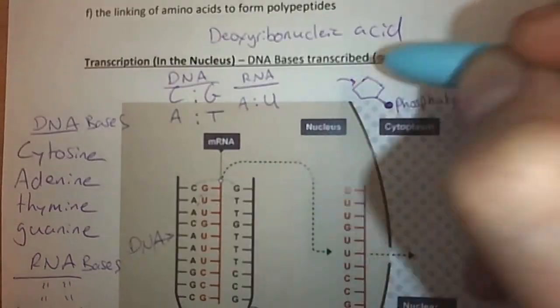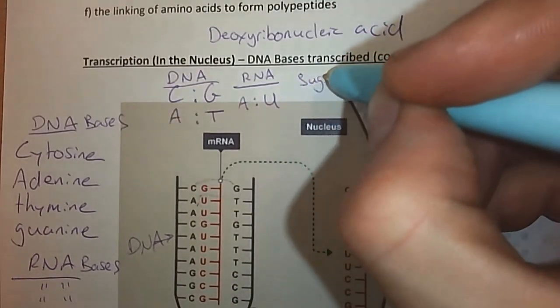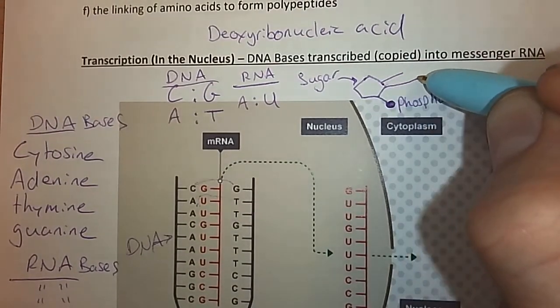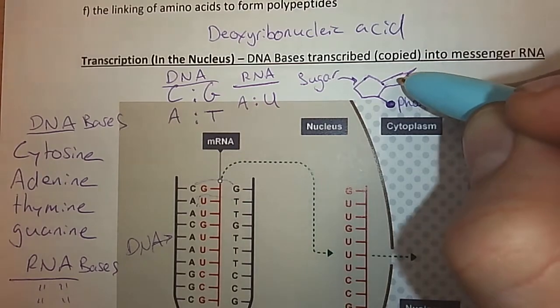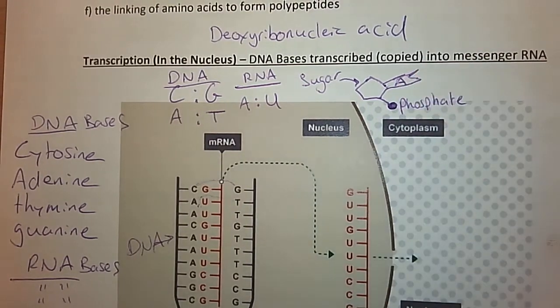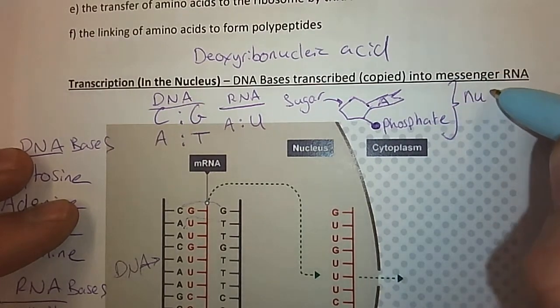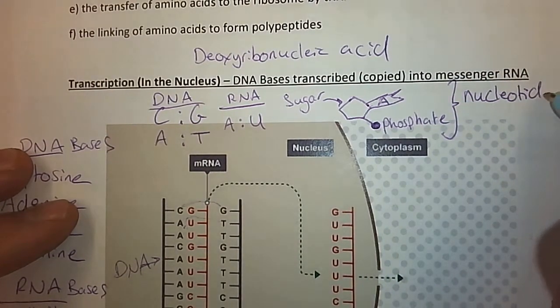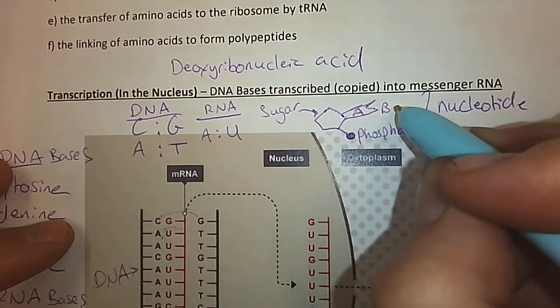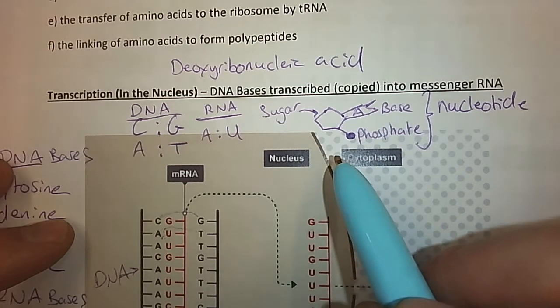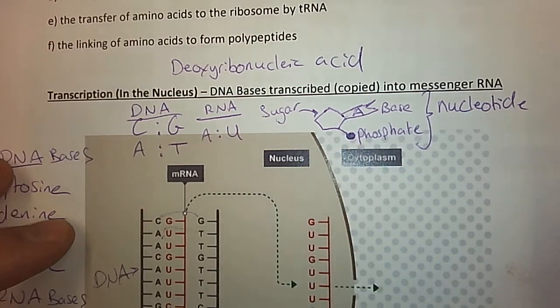We have got sugar, and then we've got our base. So let's say, for instance, that this was my adenine. So I'm going to draw a little A there, okay? That is called a nucleotide, okay? And a nucleotide is the name for the base that is attached to a sugar and a phosphate, okay?